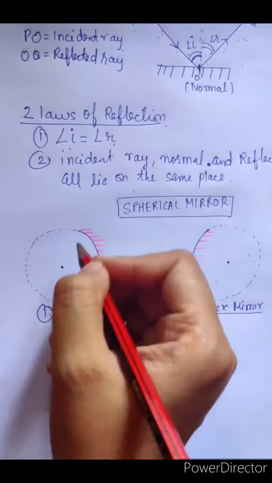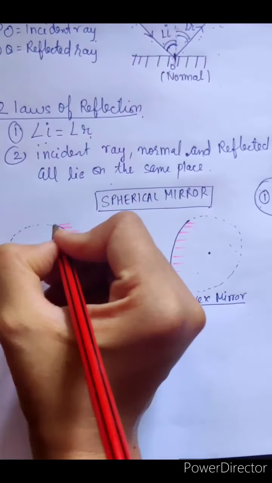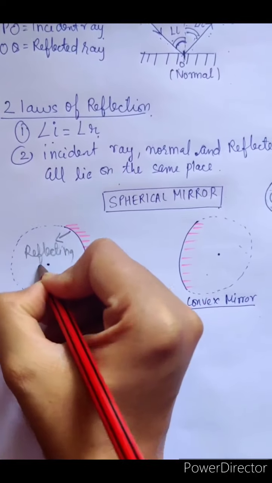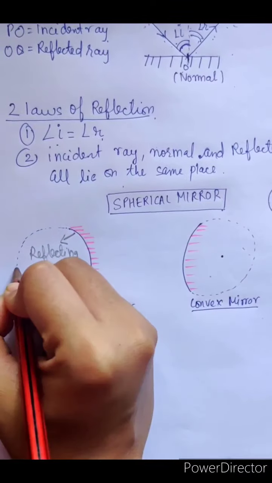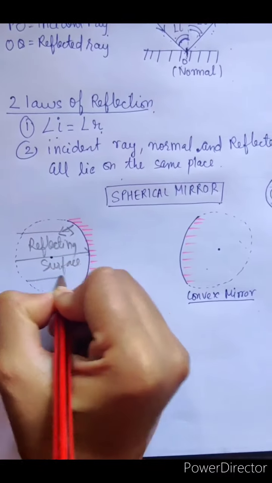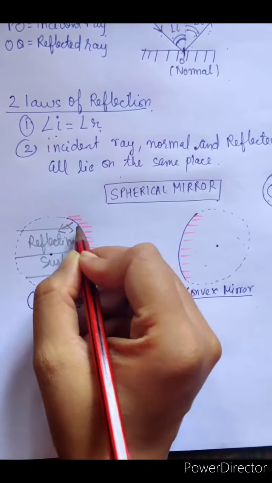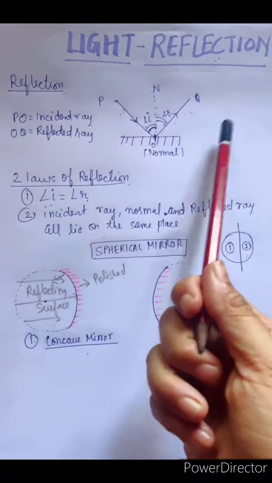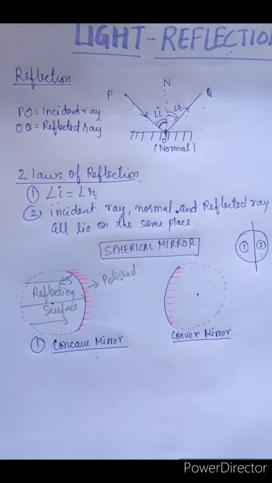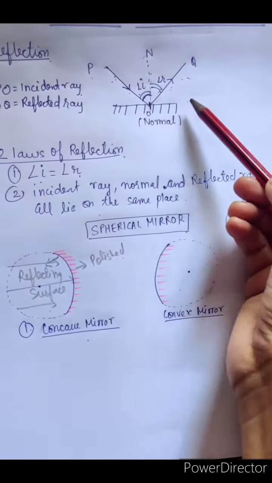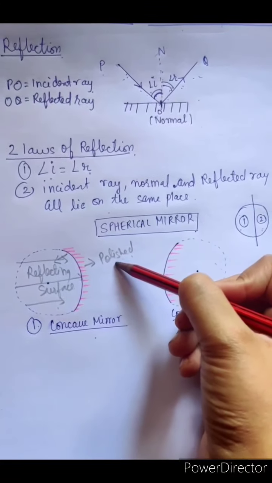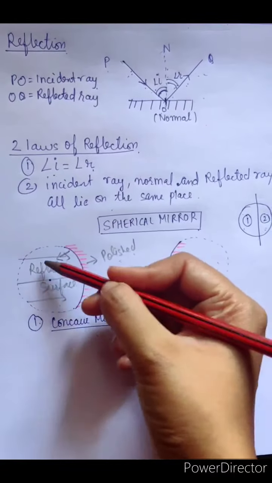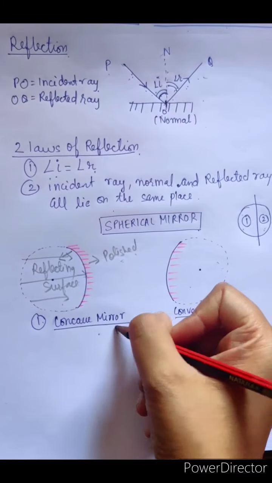In this concave mirror, this inner side is the reflecting surface, that is, all the rays of light will fall on this surface, and this shaded area is the polished surface. We have just seen in the definition of reflection that reflection will happen only when we have a polished surface, right? So this is a polished surface and this is the reflecting surface, and such mirrors whose reflecting surface is present inward are known as concave mirrors.